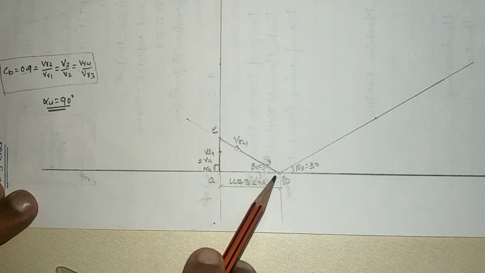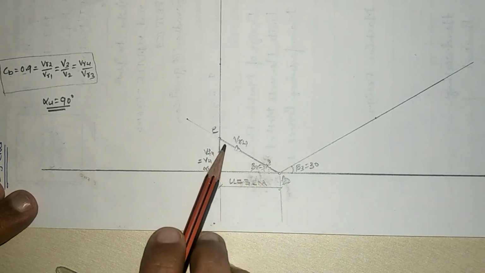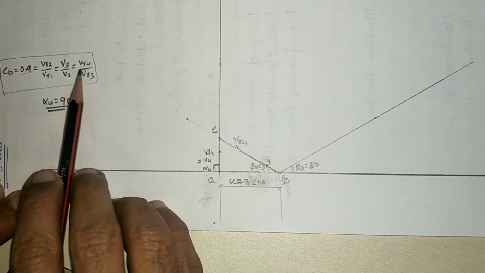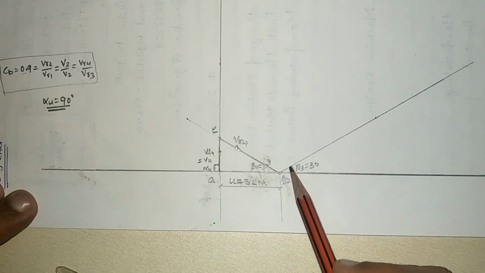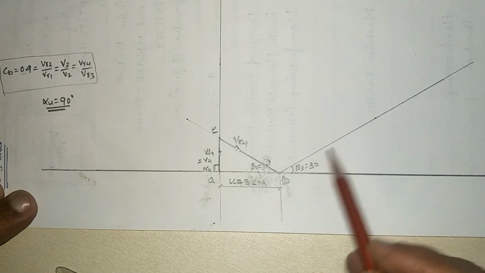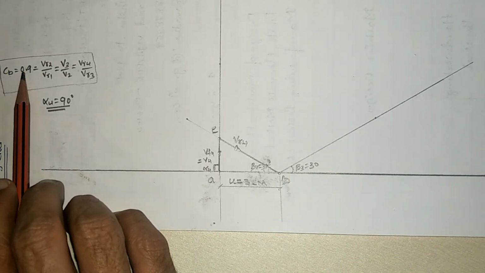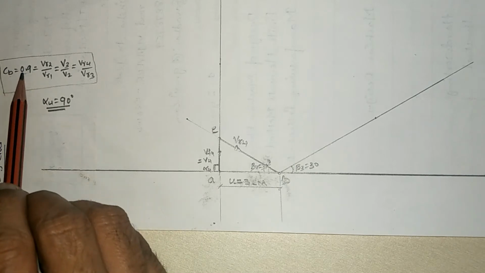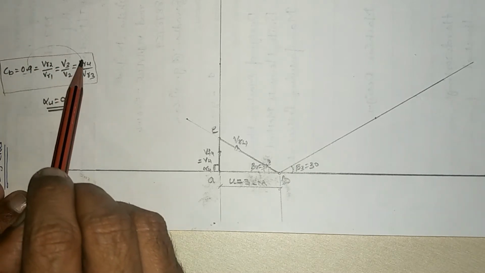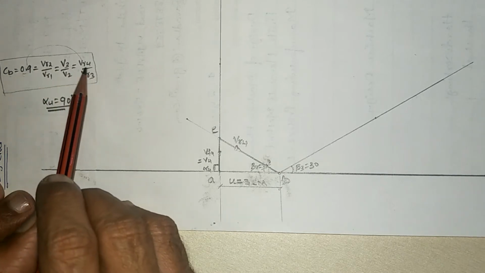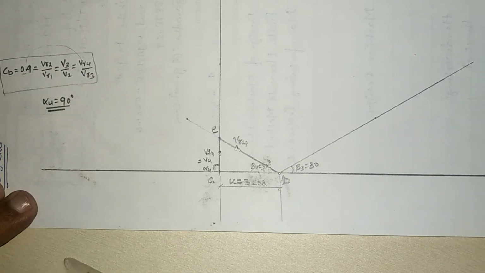So I am going to measure the length of this VR4 and divide it by 0.9 in order to get the value of VR3. So this line is nothing but VR3. Here the coefficient of friction is 0.9. So we need to make use of this and this term. This and this term we have to equate and calculate VR3 here.